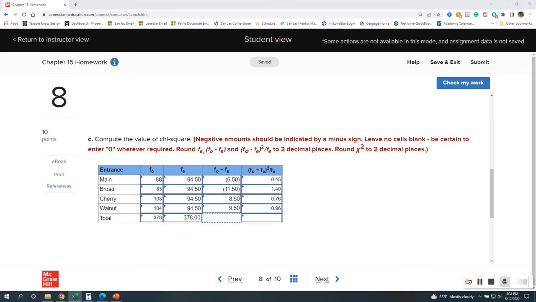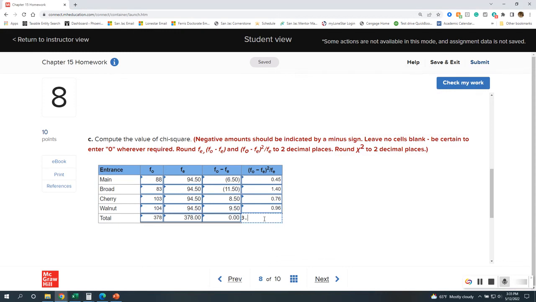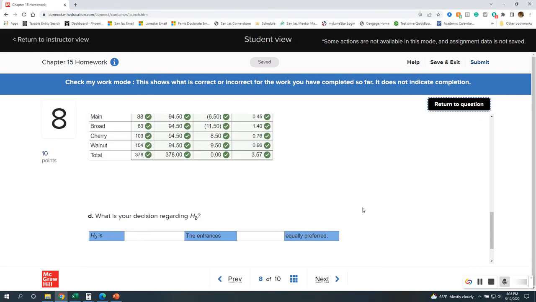Real quick. 0. And since this is all rounded, we're going to actually put it in our calculator real quick, since we are dealing with rounded numbers. 3.57. Okay, check. See if they're happy.